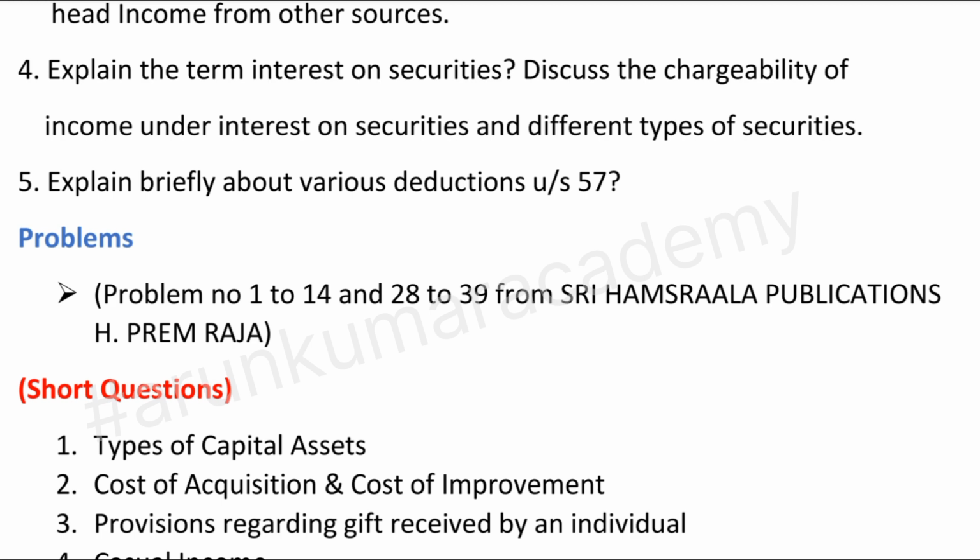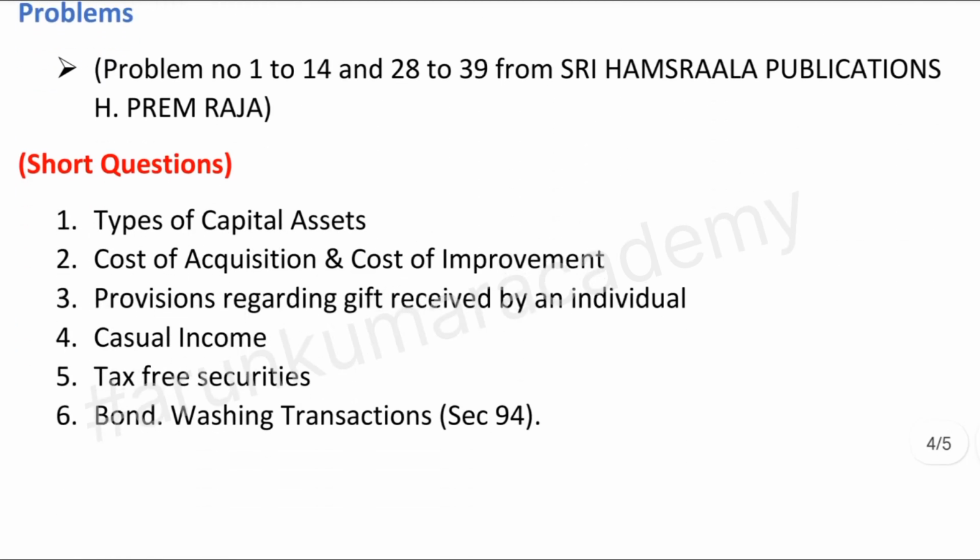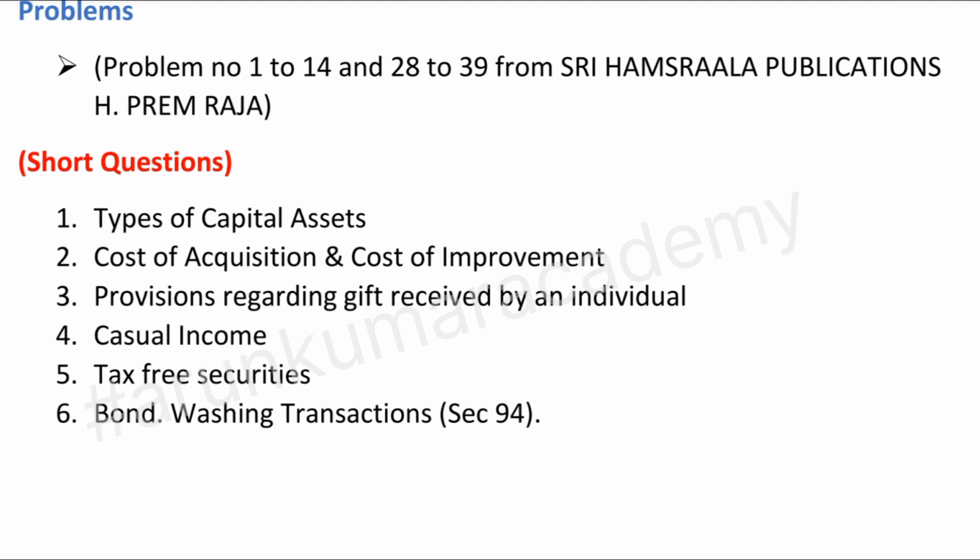Coming to short questions, we may expect any questions from these in part A, like types of capital assets, cost of acquisition and cost of improvement, provisions regarding gift received by an individual, casual income, tax-free securities, then bond washing transactions, etc. These are the most important short questions.